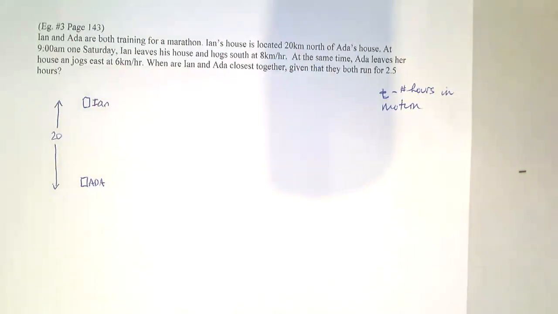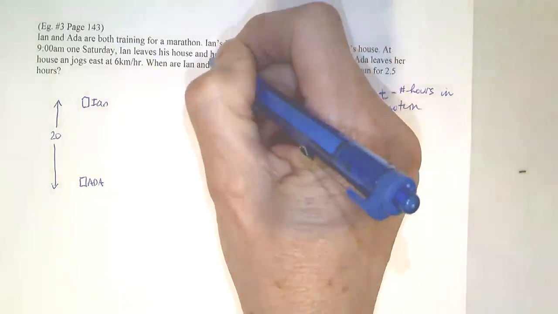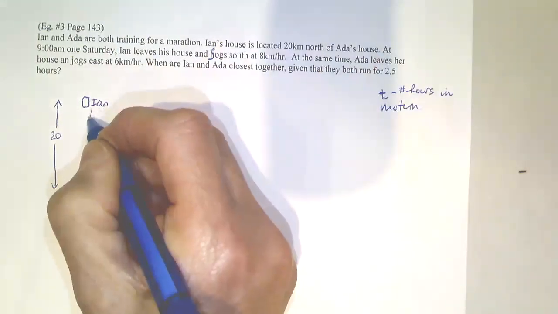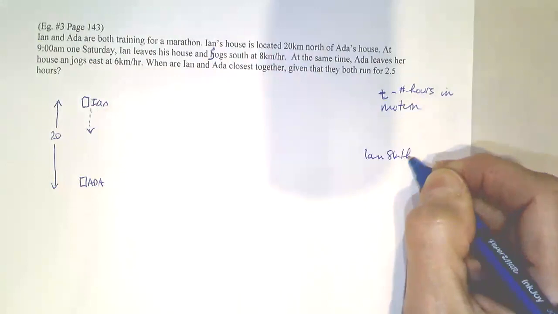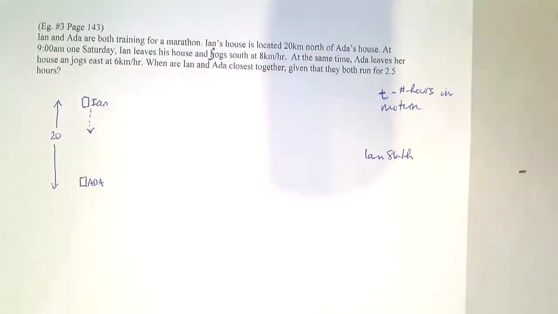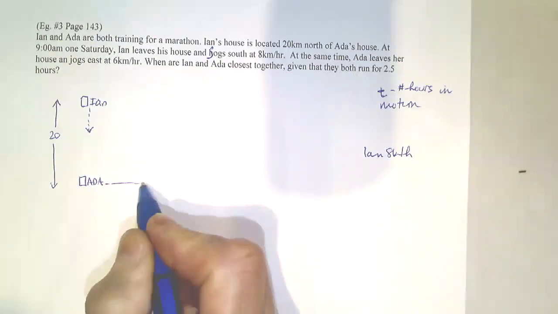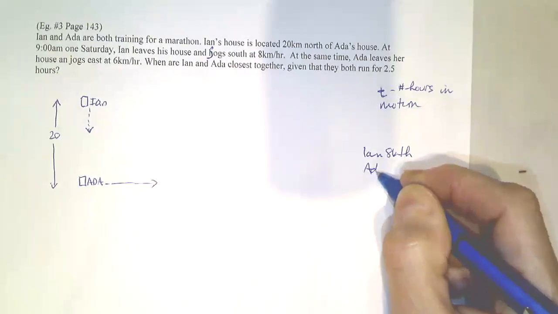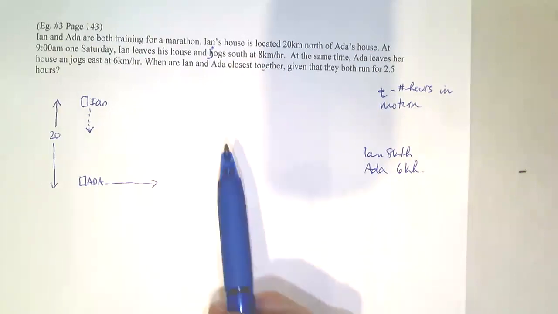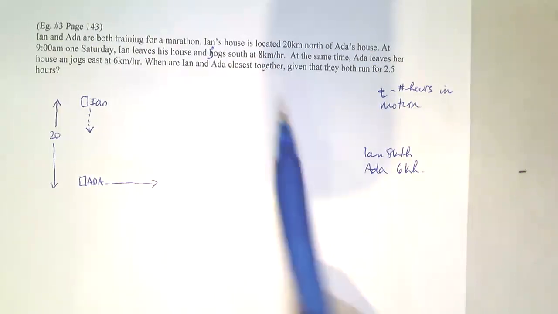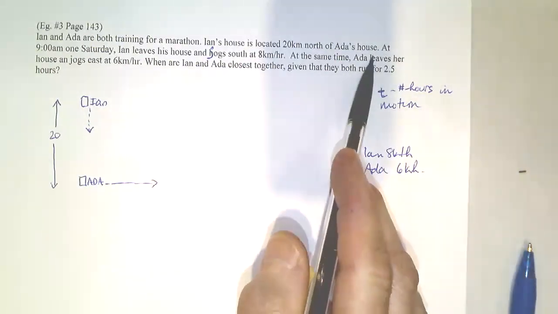It says at 9 a.m. one Saturday, Ian leaves his house and jogs south. That's supposed to say jog, not hog. And Ian is going 8 kilometers per hour, right towards Ada's house. At the same time, Ada leaves her house, but she's jogging east. And her speed is 6 kilometers per hour. It says, when are they closest together? And it says, given they both run for 2.5 hours, which we'll talk about in a minute.